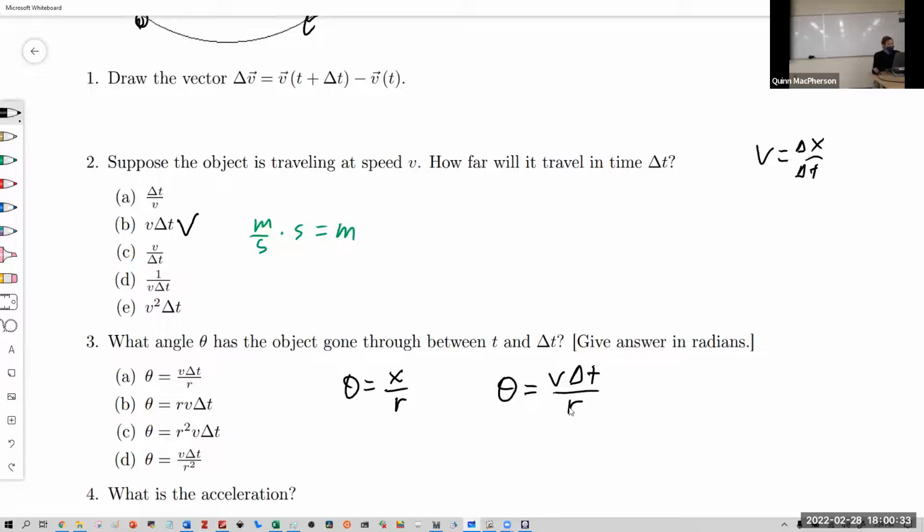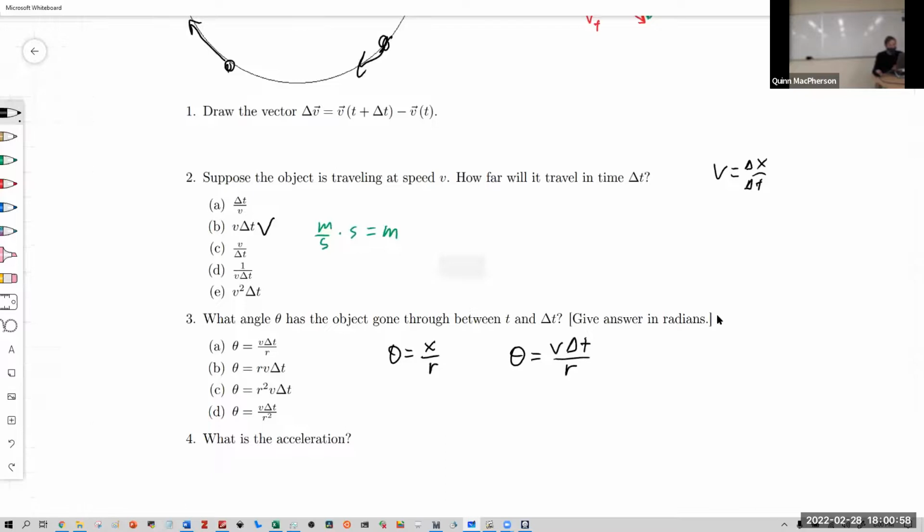Okay, let's just make sure that makes sense. If you go faster, you'll go through more angle. If you travel for longer time, you'll go through more angle. If it's a bigger circle, you'll go through less angle because you'll have more distance to go to get around. So it makes sense that the angle you go through is the velocity times the time divided by the radius.